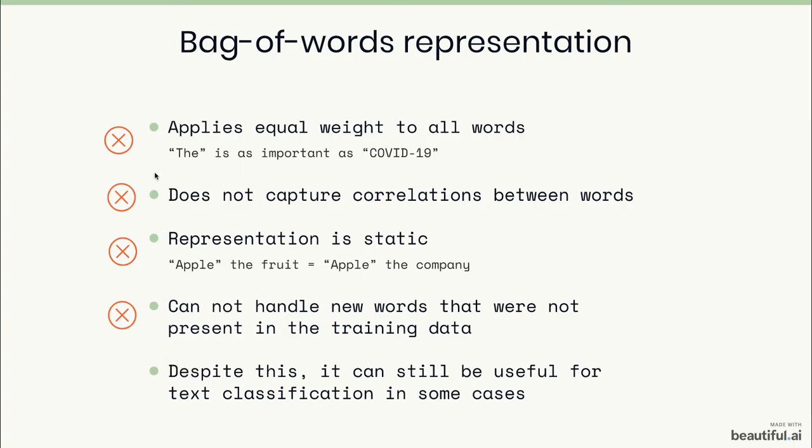So despite all of these downsides, bag of words representation can still be useful for text classification in some cases. Note that one definite upside is that it's very easy to compute, which means that computers can compute these things very quickly. So if speed is an essential concern, this might still be useful.